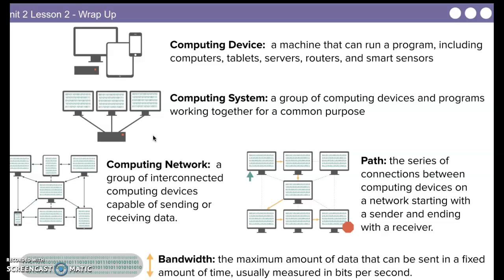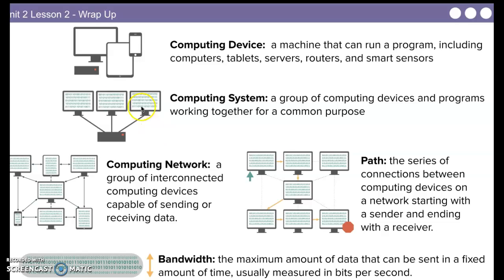Okay, and here I do want you to spend some time on this. This would be something that you should study and really get to know. A computing device is a machine that can run a program, and this includes computers, tablets, servers, routers, smart sensors, and more than that. A computer system is a group of computing devices and programs working together for a common purpose. A computer network is a group of interconnected computing devices.